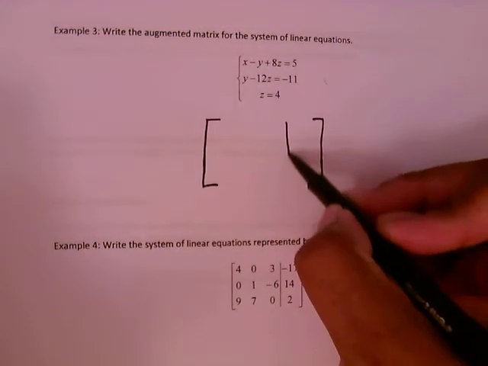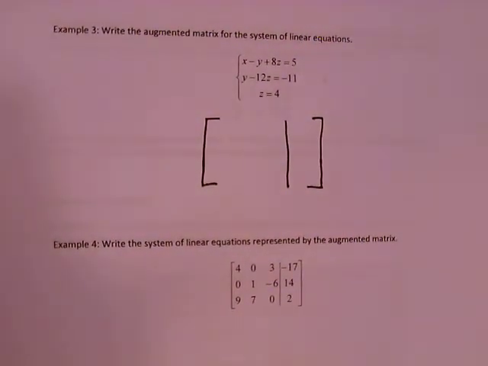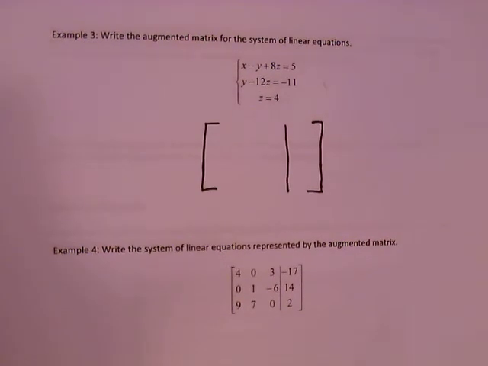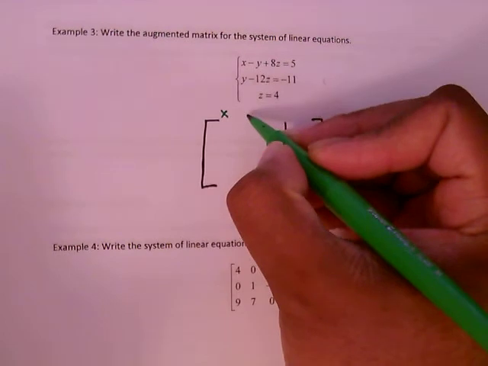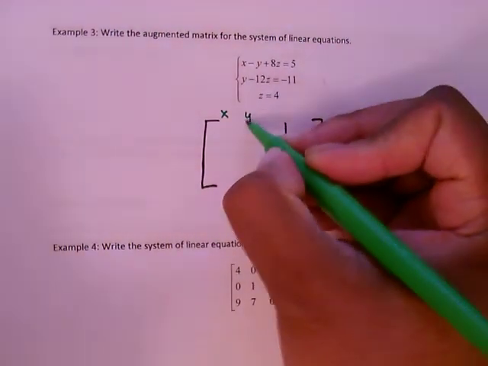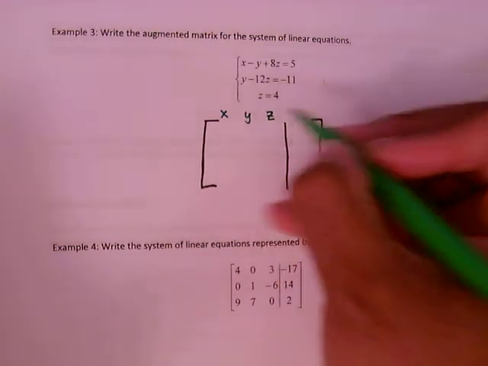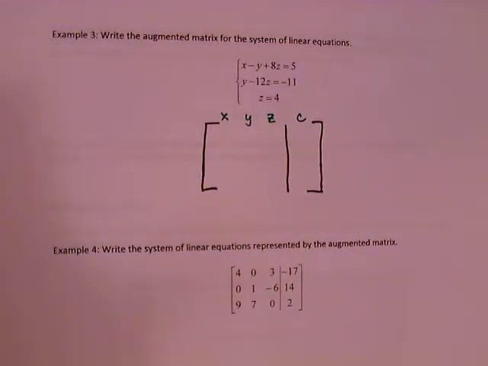We start off with a bracket with a vertical bar. Now, if you want to, you can do this to help you out. The x coefficients will be in the first column, the y coefficients in the second column, and the z coefficients in the third column. The constant terms go behind the vertical bar, and keep in mind that the vertical bar represents the equal sign.